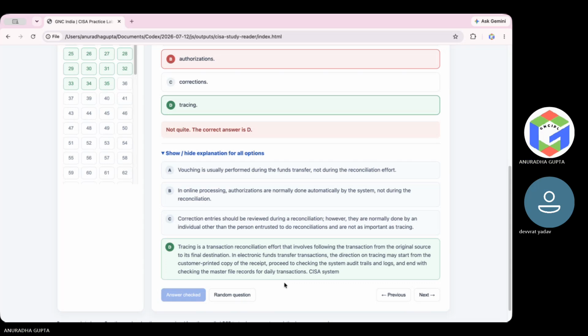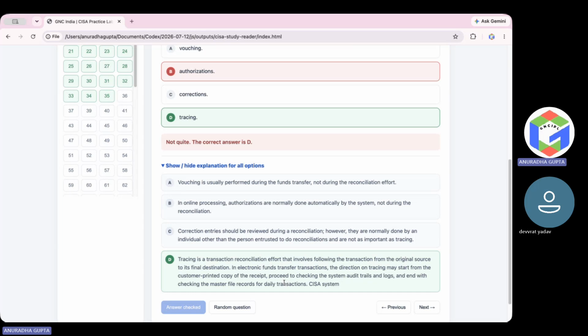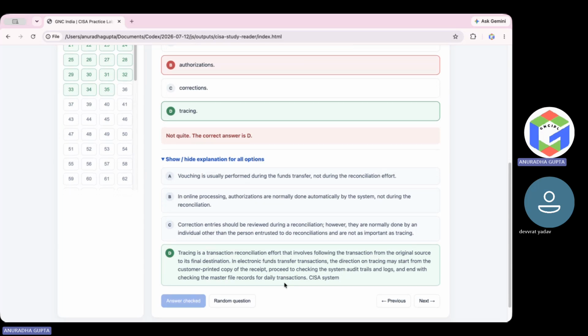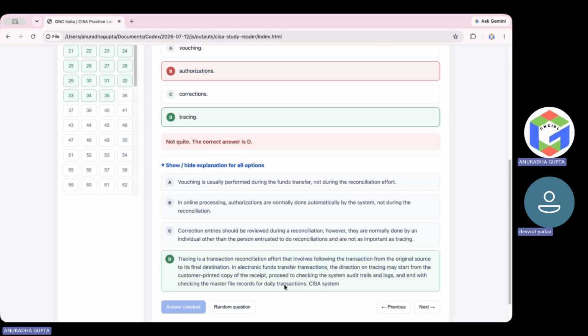During the tracing, the auditor is able to identify the actual path of the entire transaction, whether it is properly processed to the authorized person or not. You got my point? So that is one of the steps included in the CISA. You can note it down. Noted. You can go through it later on also.